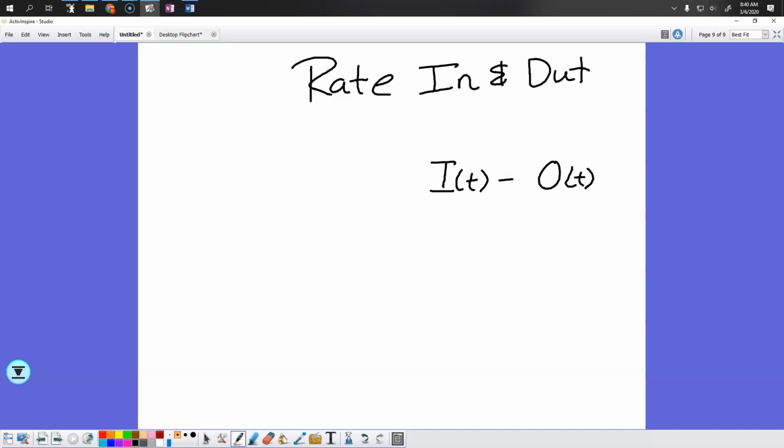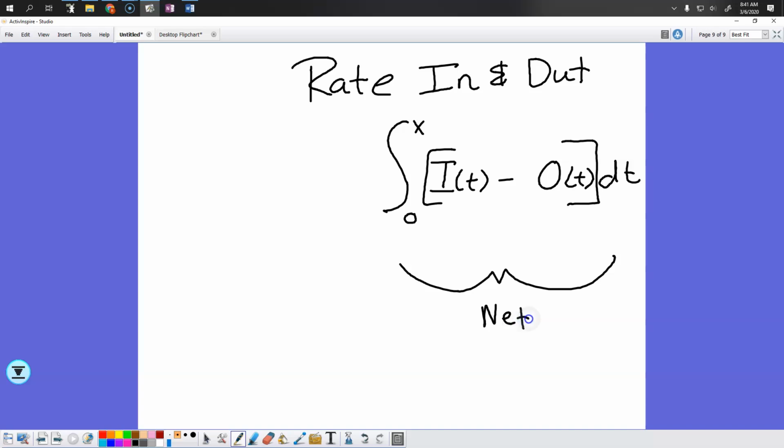Rate in is adding stuff in, so it's positive. Rate out is taking stuff out, so it's negative. So when you put these rates together to get a total rate, it's in minus out. Okay? Now, the big idea that we learned last class was that if you take the rate and you integrate it over a certain period of time, with respect to time, then that will tell you the total amount of change that has taken place. We called it the net change.